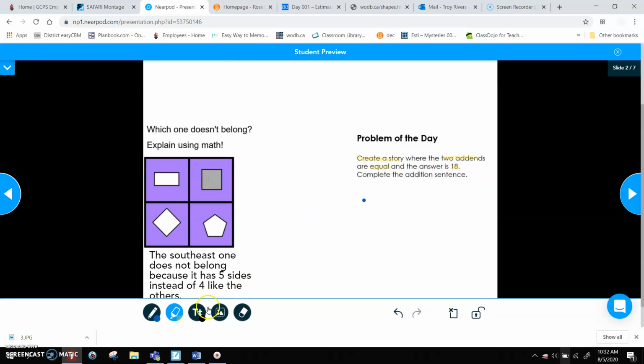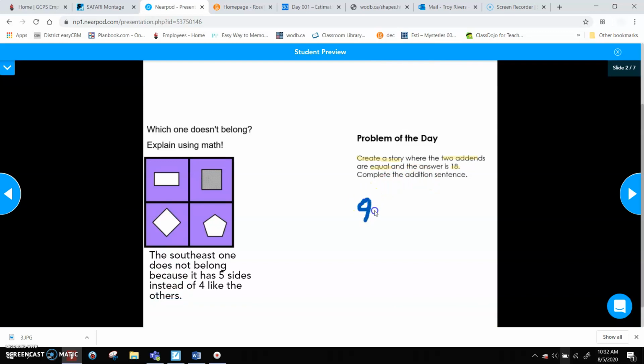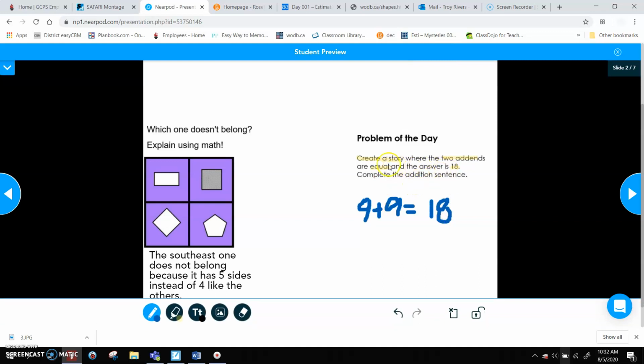So I had to think about what 2 things can add together to give me 18. They have to be the same. Now I know that 9 plus 9, those are equal addends and they give me 18. So there's my addition sentence, but I also have to create a story.